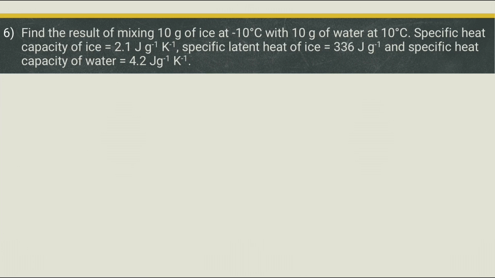Sixth numerical. Find the result of mixing 10 gram of ice at minus 10 degrees Celsius with 10 gram of water at 10 degrees Celsius. Now find the result of mixing. Whenever this type of numerical comes, and if this is the word in the numerical, result of mixing, that means we have to find out how much ice melts. That is what we want to figure out.